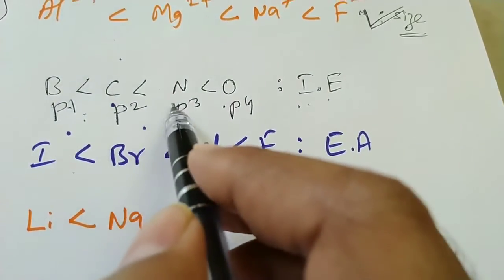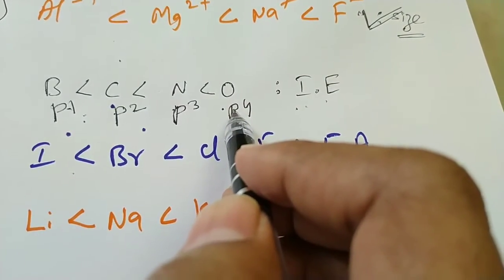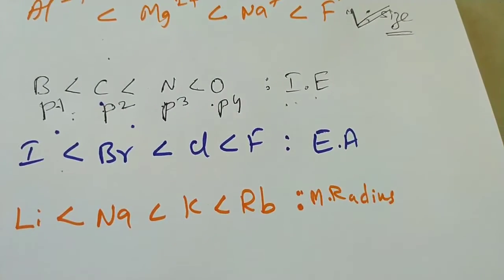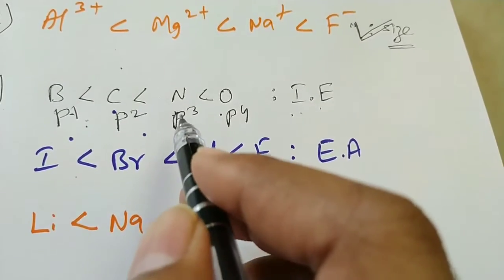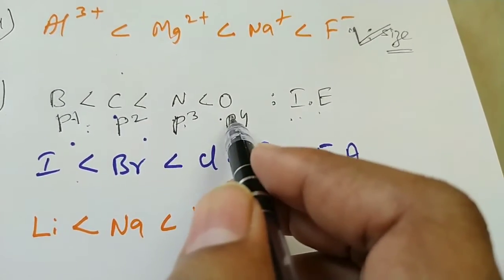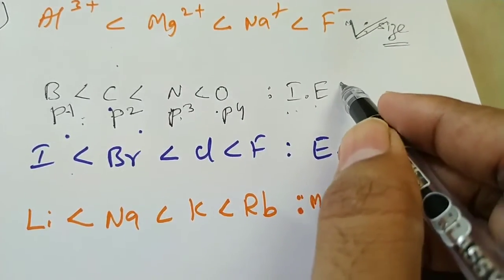Boron, carbon, nitrogen and oxygen, ionization energy. Nitrogen should be highest, so this is wrong.